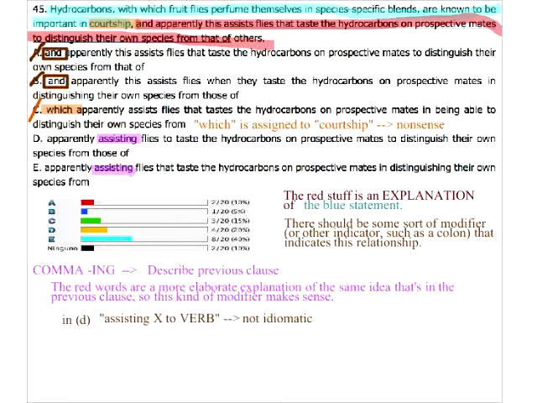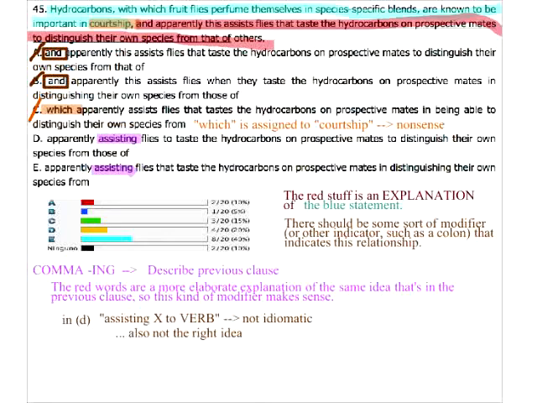And also, not only is it not idiomatic, but it's also not the right idea, because the hydrocarbons don't help them taste themselves. So, if "assist them to do this" was an idiom, which it's not anyway, it would mean they help the flies do this, which is also the wrong meaning. Like, you have flies that taste them, and hydrocarbons help those flies do this. So that's a double problem there.